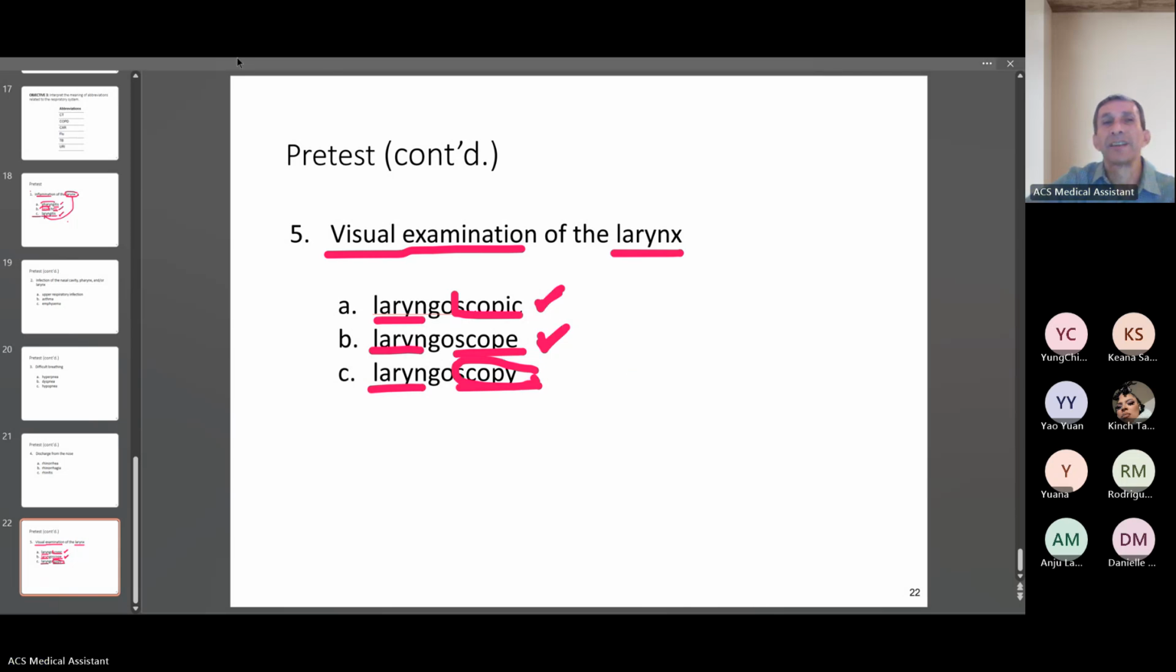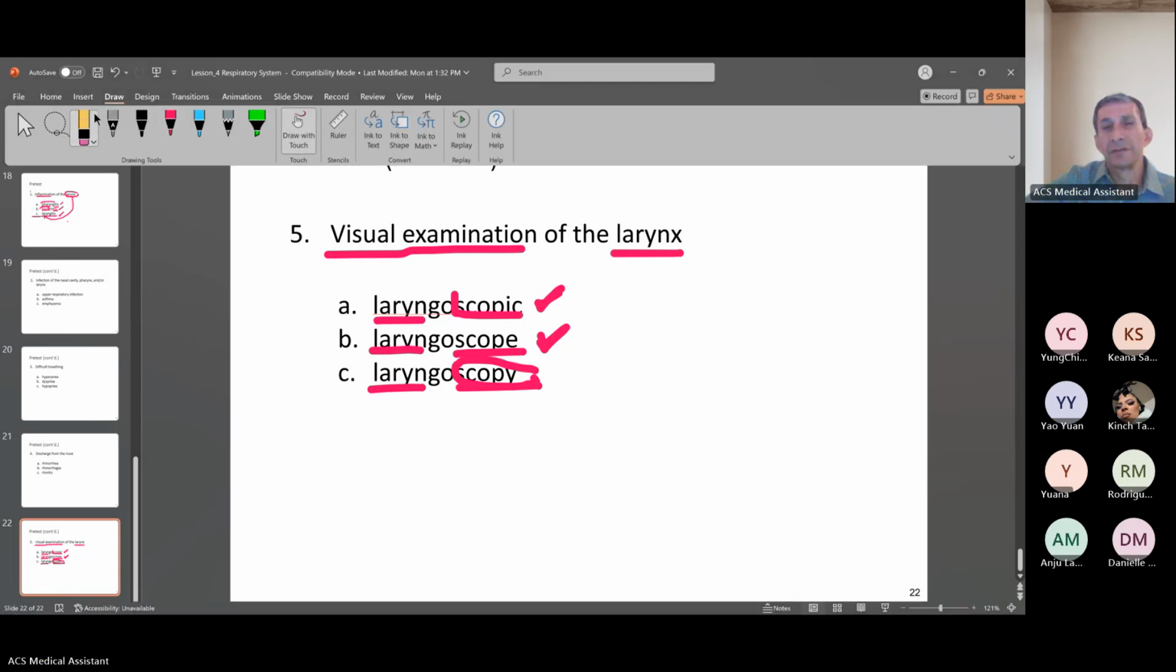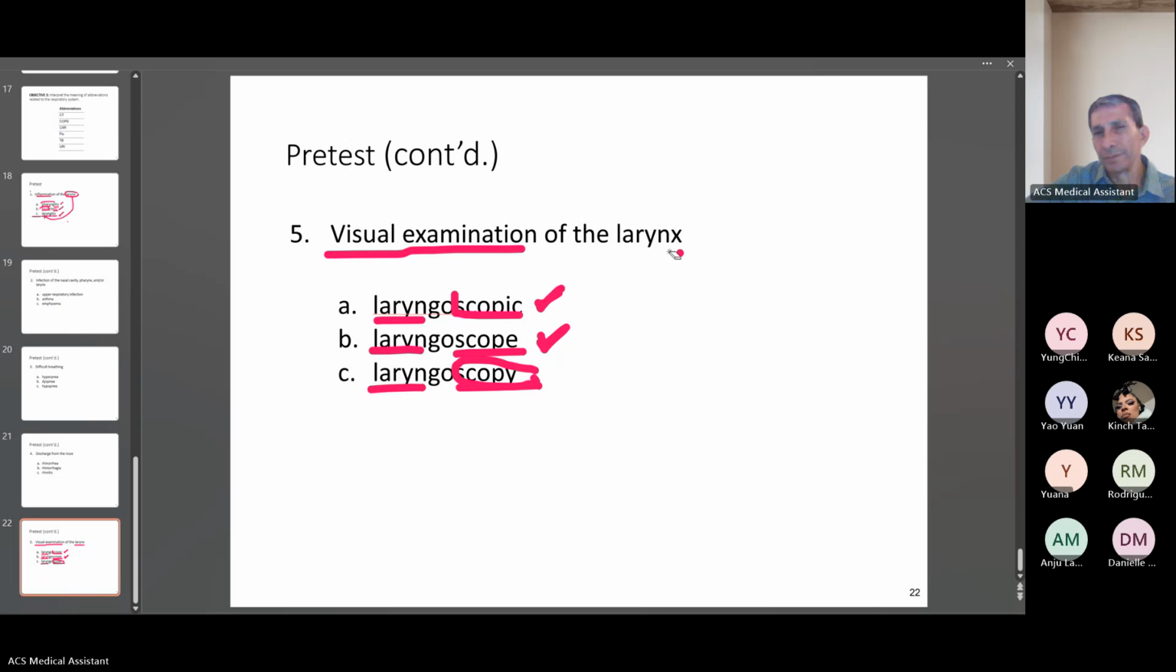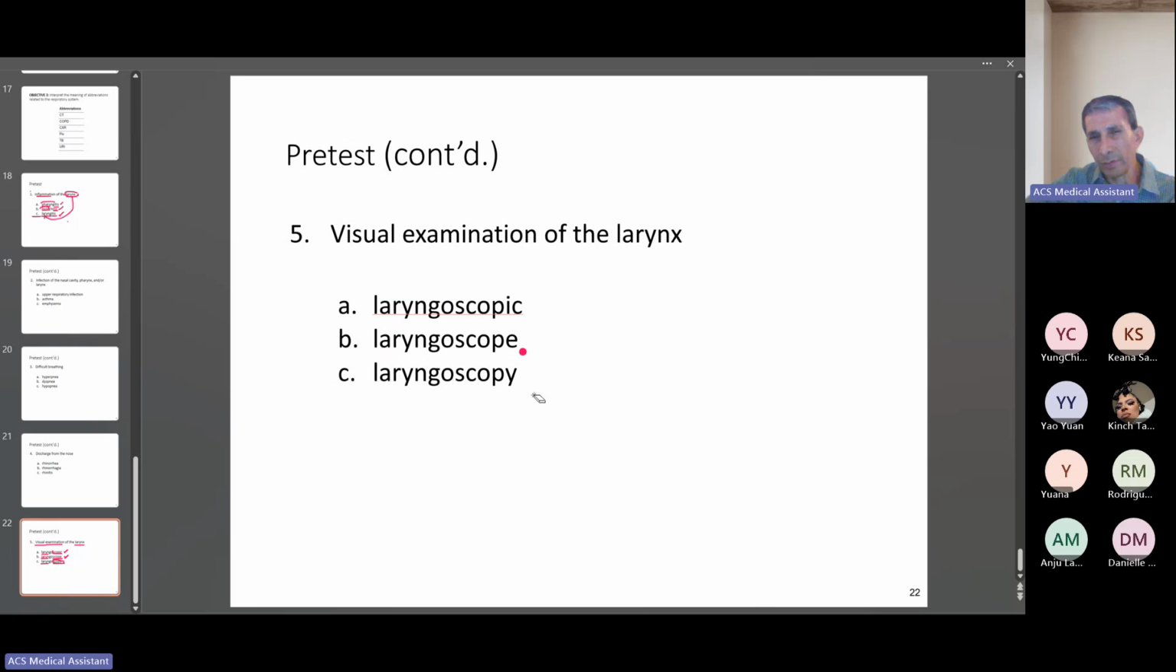Excellent. Very good. Very glad to see that you guys are getting this because once again, these are medical terms. This is a different language.